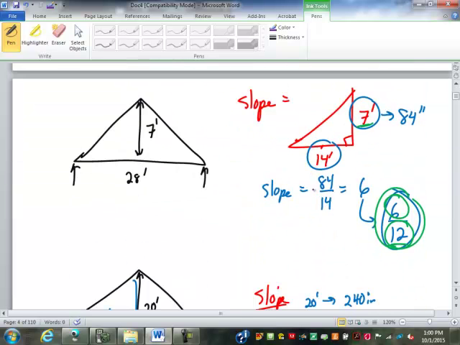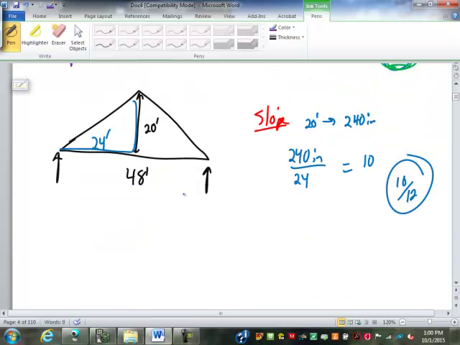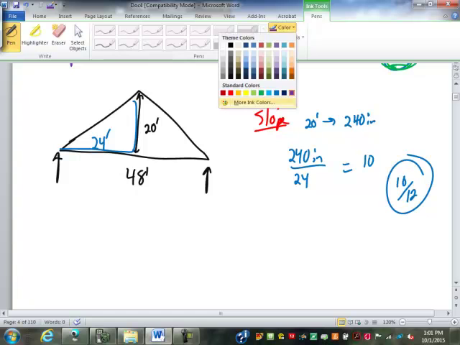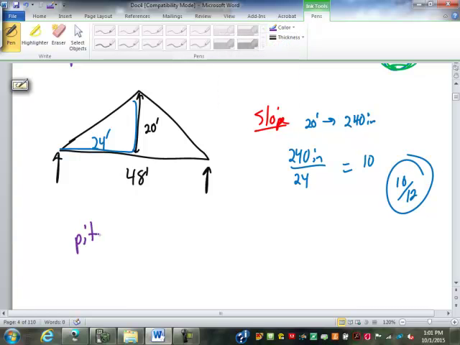So let's look at this one. The pitch. What's my rise? 7. What's my span? 28. That reduces to 1/4 pitch. Find the pitch on this one. You got 20 over 48, and you're right. Both of those will be divided by 4. That gives you a 5 over 12.